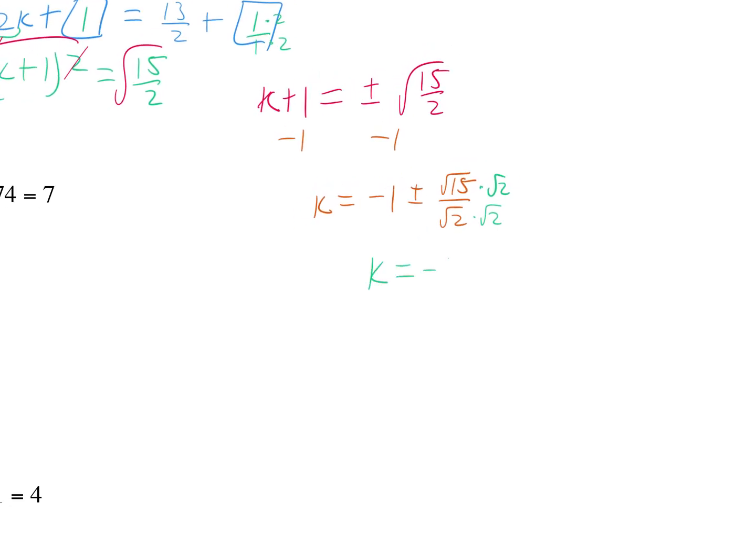So we get k equals negative 1 plus or minus, and then this radical 2 and radical 2 on the bottom become just a 2. If you see the same thing twice, the radical goes away. And then 15 times 2 is 30, and they're both under a radical. Again, just like I mentioned, if you're dividing under a radical, you can do the exact same thing with multiplication. If you're multiplying 2 things and they're both under a radical, you can write it under 1 radical. So this should be your answer.